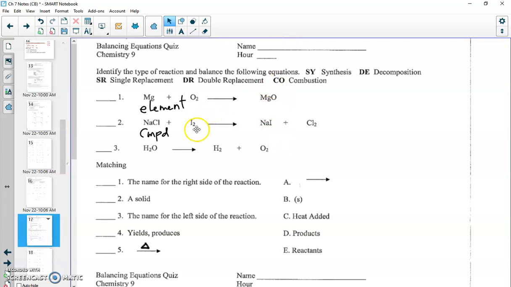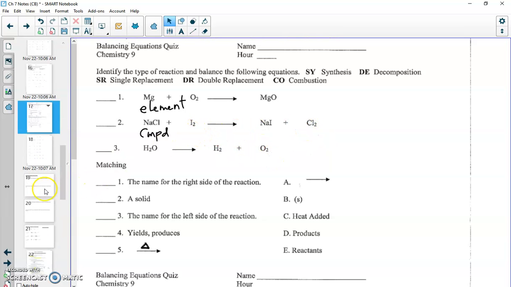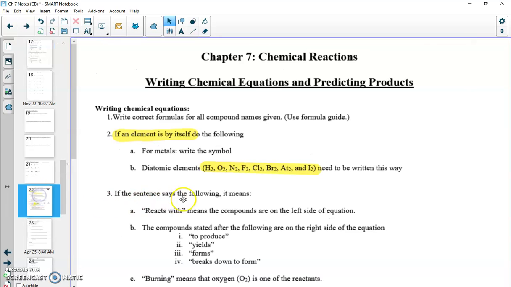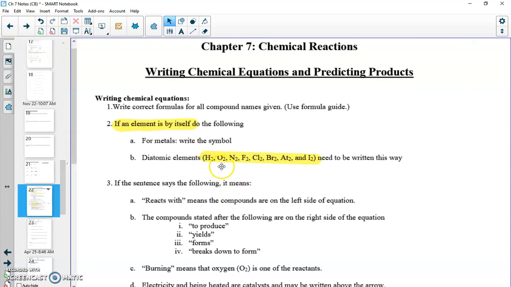Also a compound. MgO, NaI, also a compound. Now what about H2, O2, Cl2, I2? That is a different story for us because they are what we call diatomic elements. What that means for us is that they exist in nature as these elements and only as these elements. You won't see a hydrogen by itself. You won't see oxygen just by itself. It has to be bonded to another oxygen. So we call these diatomic elements.